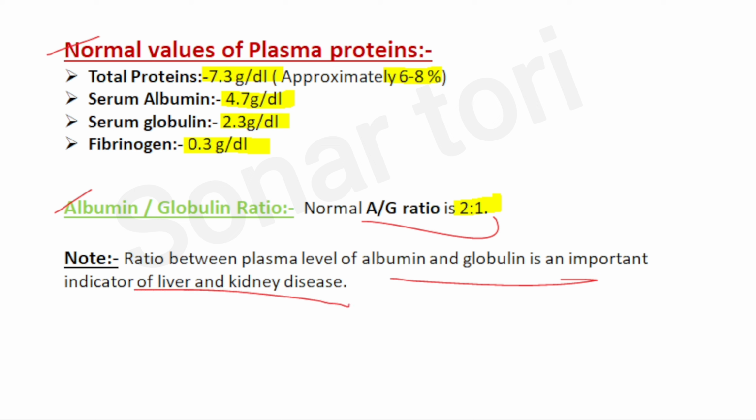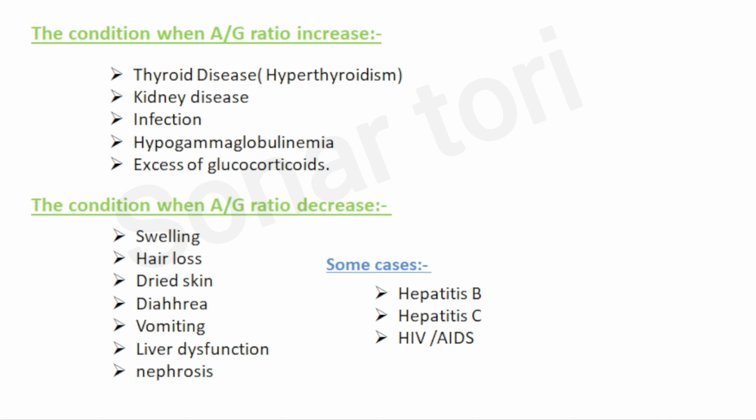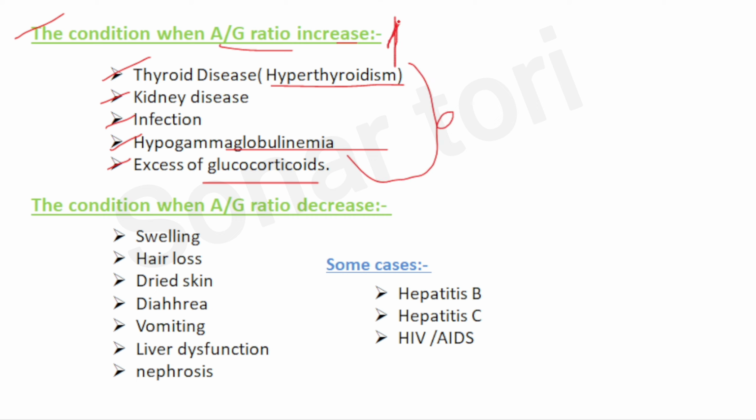So maintaining the albumin globulin ratio of 2:1 is most important for our body, because if it is increased or decreased, several types of diseases or conditions occur in our body. There are some conditions when the albumin and globulin ratio increases. The conditions include thyroid disease, mainly hyperthyroidism, when the level of thyroid hormone is increased. Then kidney disease, infection, hypogammaglobulinemia, excess glucocorticoid. These are the most common conditions when the albumin and globulin ratio is increased.